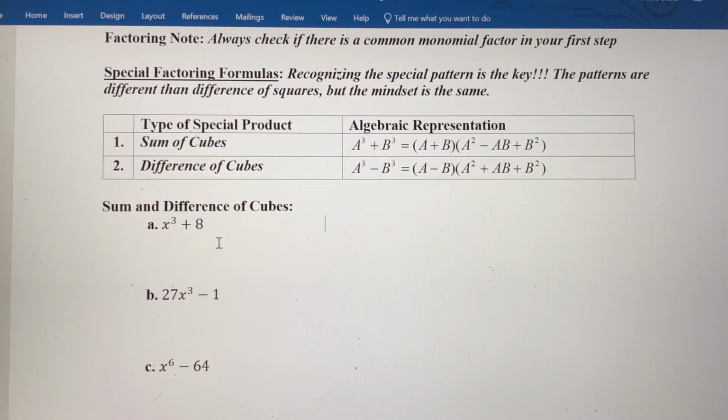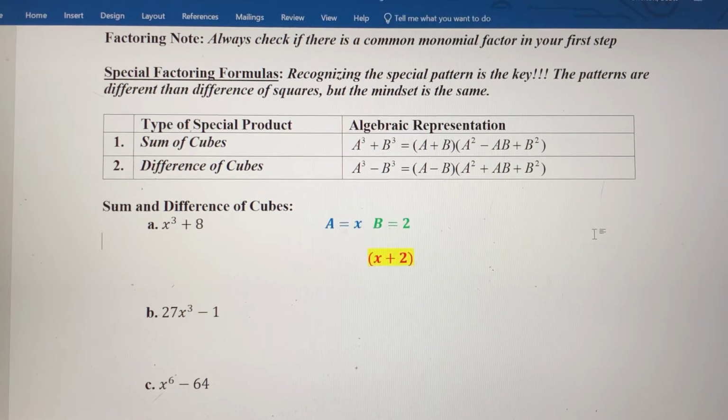So in this first problem, x cubed plus 8, you need to recognize first that both of these are perfect cubes, okay? So x cubed and 8 are both cubes. So to get x cubed, our a value will be x. To get 8, that's going to be 2 cubed, so our b value will be 2, okay? So we're going to plug these values into this pattern here. So first thing, I'm going to plug x and 2 in here for a and b. So my binomial factor is going to be the sum of those two, x plus 2, okay?